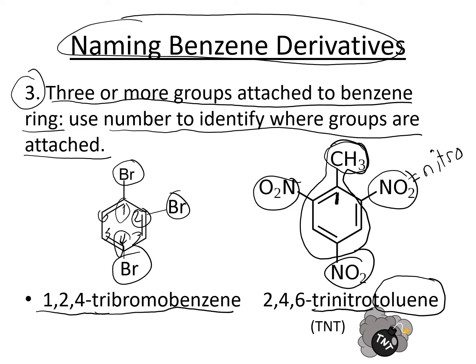And then wherever the CH3 is, that's part of the carbon that's attached to our benzene ring, is going to be carbon number 1. So then we'll go ahead and number our other carbons. Okay, so then we end up with carbons number 2, 4, and 6, where our nitro groups are attached. So it becomes 2,4,6-trinitrotoluene, also known as TNT, that explosive material.